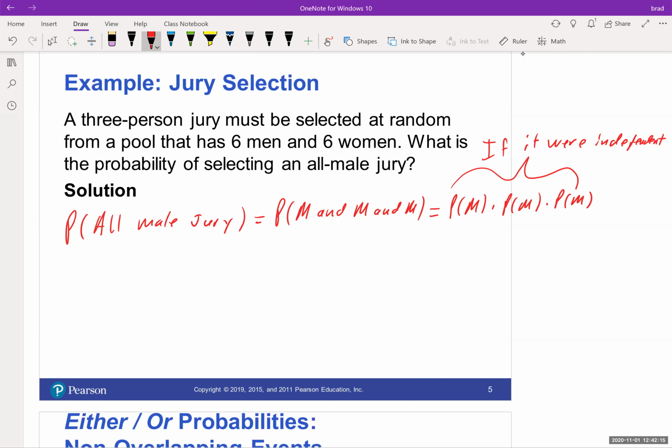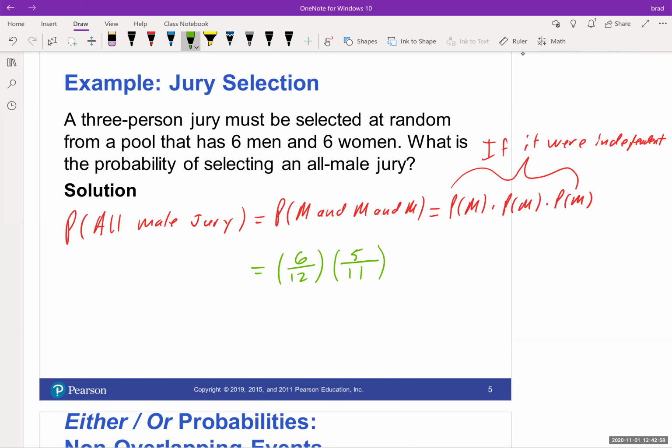But here's the problem. Let's think about this. Suppose on the first selection you get a male. What's the probability of getting a male? That is 6 out of 12. But now on the next selection, how many people are actually left? There are only 11 people left because you already chose somebody for the first selection. And how many of them are male? There are only 5 now, because the first person you chose was male.